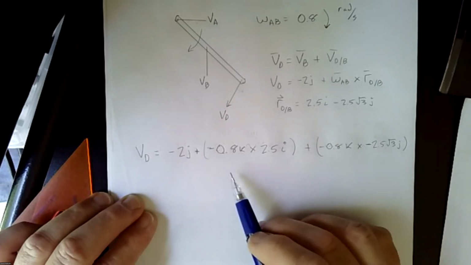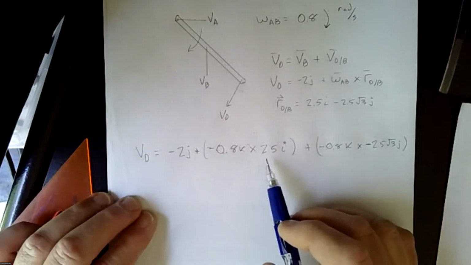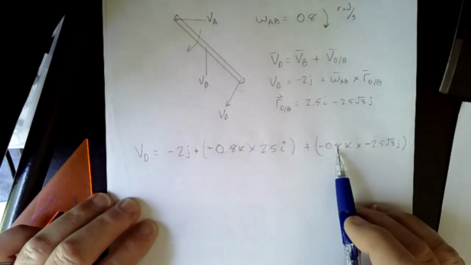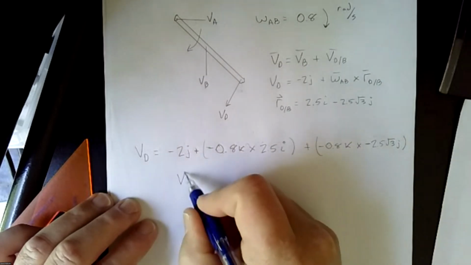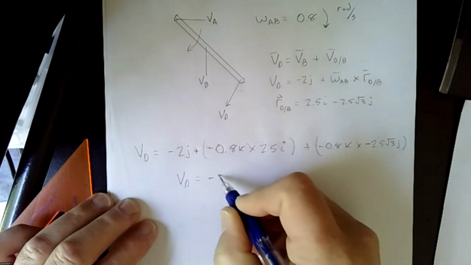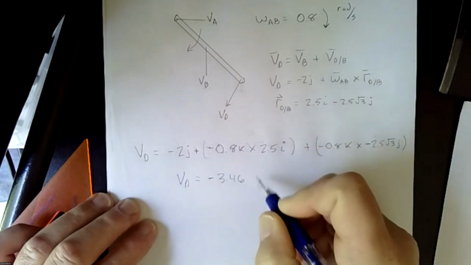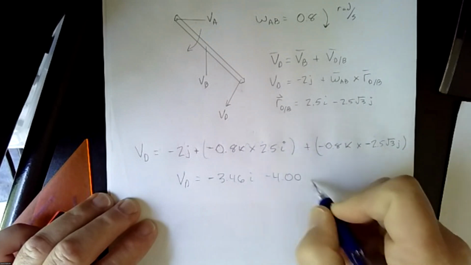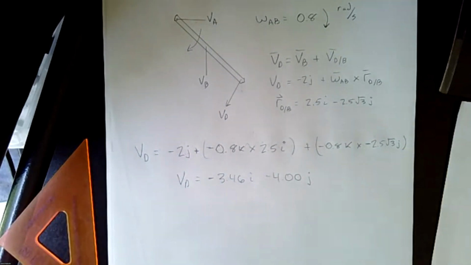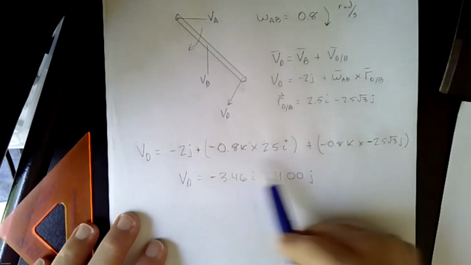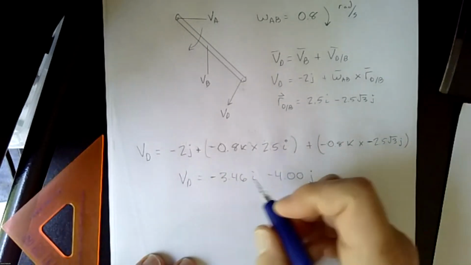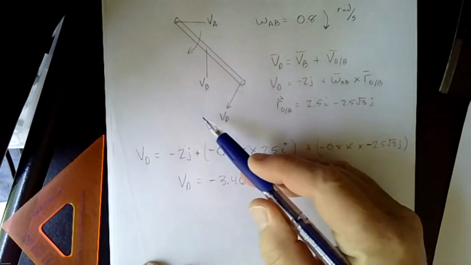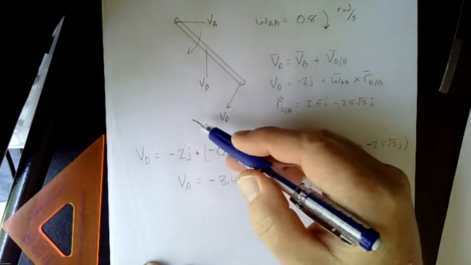So once I do my cross products, and add the J to this, I end up with velocity of D is equal to negative 3.46 I minus 4.00 J. All right. So check the work, make sure you get that. But that makes sense because we predicted it would be down and to the left. It's going to be going in that direction.